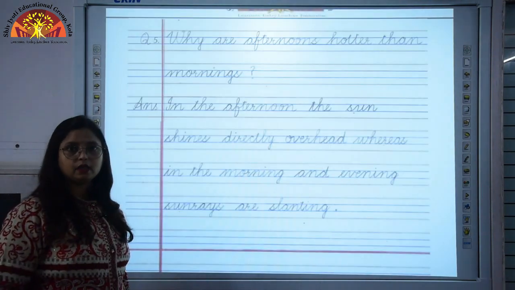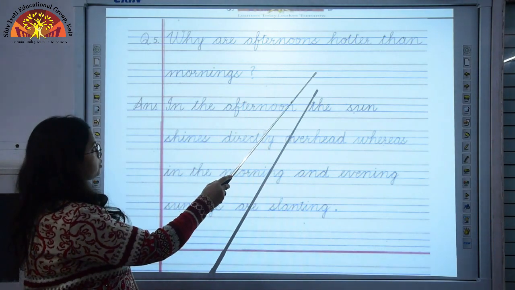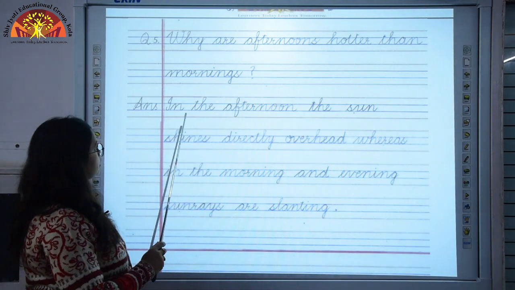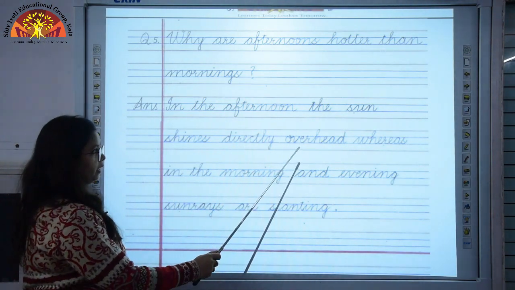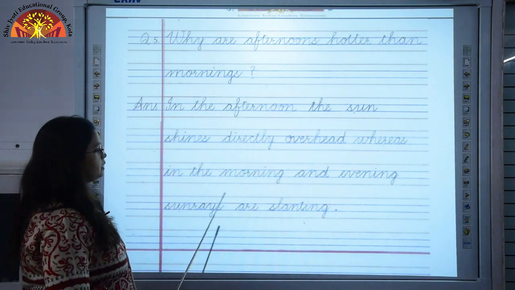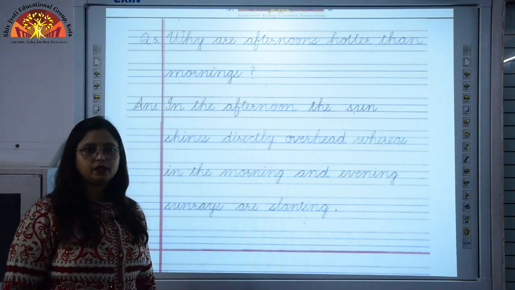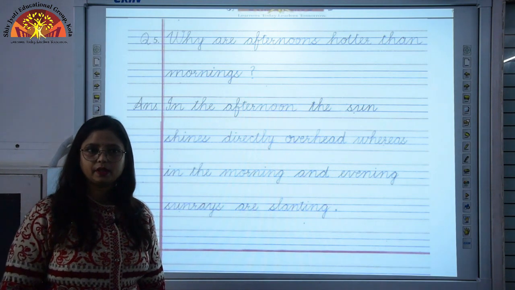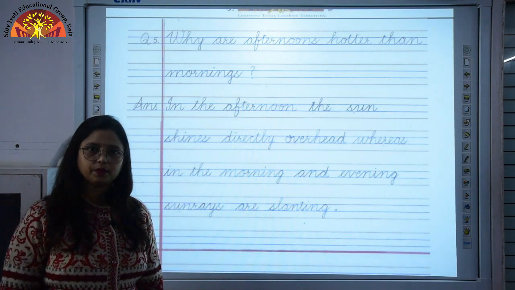Now we come to the next question. Question is, why are afternoons hotter than mornings? So answer to this question is, in the afternoon the sun shines directly overhead, whereas in the morning and evening sun rays are slanting. So this way you have to complete your work. So children, it is all about your chapter number 10, air, water and weather. I hope you all have understood the chapter properly.